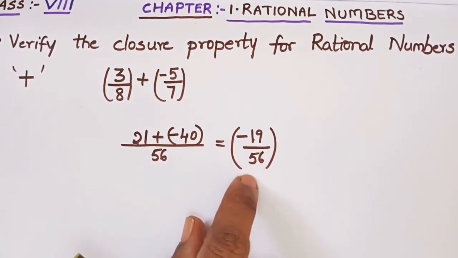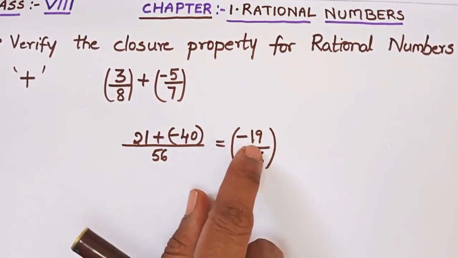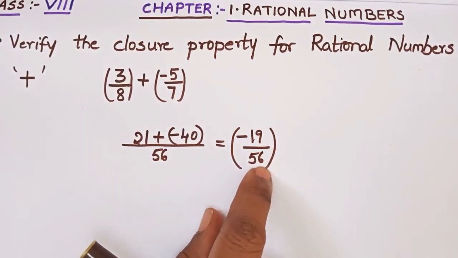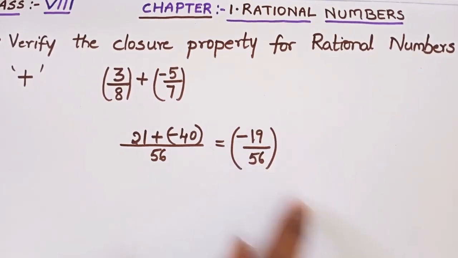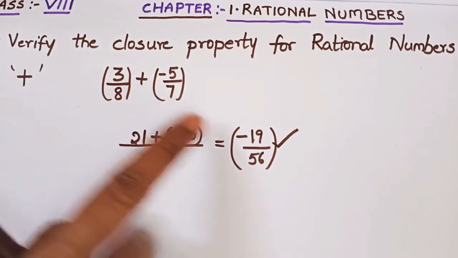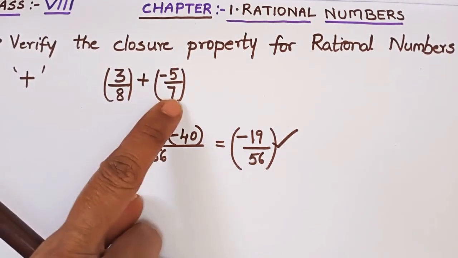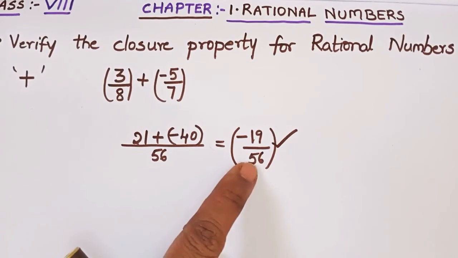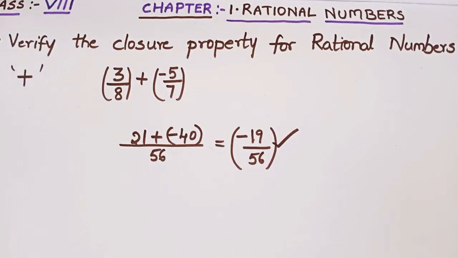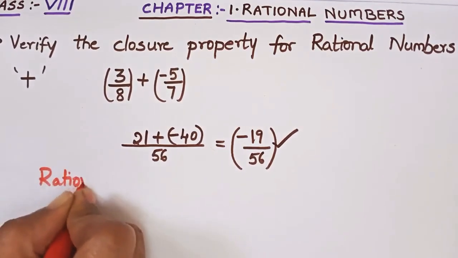Is minus 19 by 56 a rational number? Of course, yes. Because minus 19 is an integer, 56 is an integer, and the denominator is not equal to 0. It's in the p by q form. So minus 19 by 56 is a rational number. So when we add, we got the answer as a rational number. So what can we say? Rational numbers are closed under addition. So we have proved that rational numbers are closed under addition.